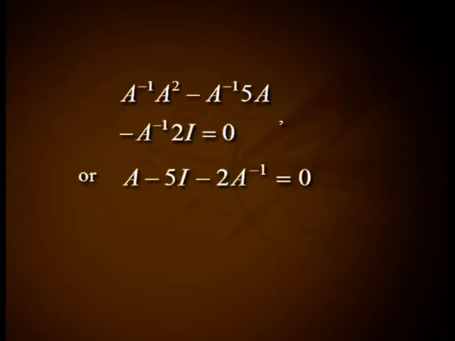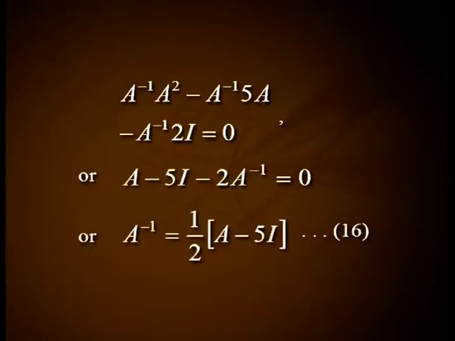Pre-multiplying equation 15 by A inverse, we obtain A inverse into A square minus A inverse into 5 into A minus A inverse into 2 into I equal to 0, or A minus 5 into I minus 2 into A inverse equal to 0, or A inverse equal to 1 by 2 into (A minus 5 into I), equation 16. We determine A inverse using 16 as follows.